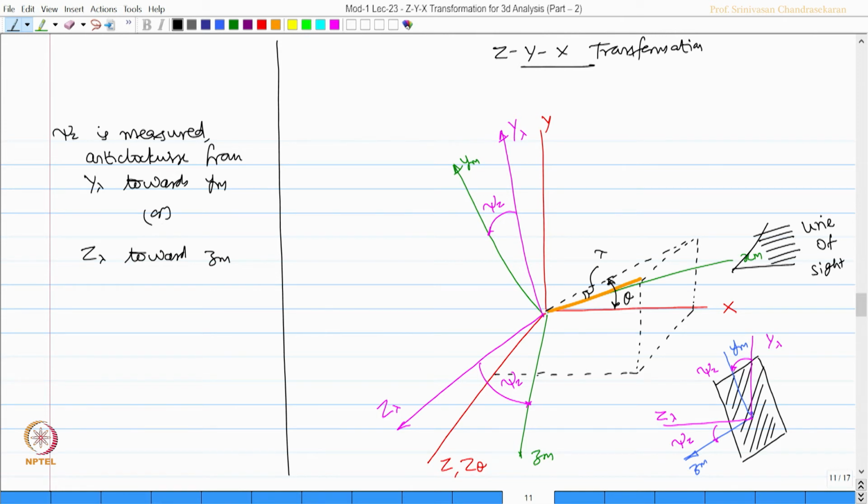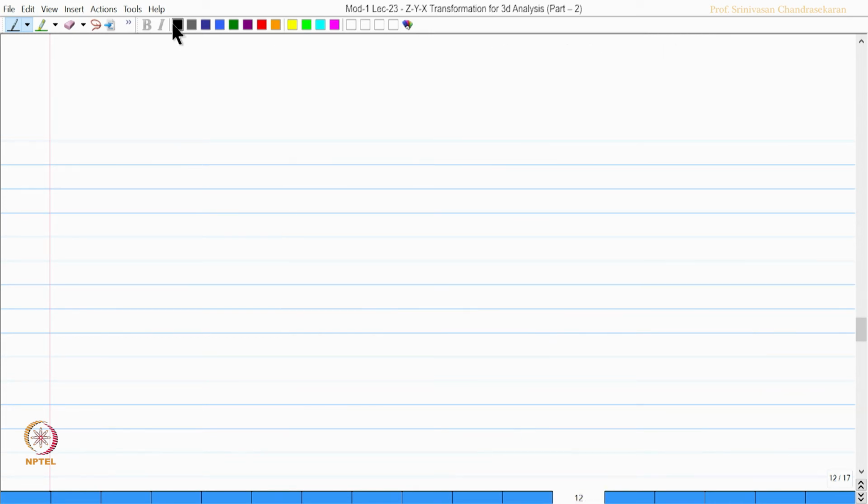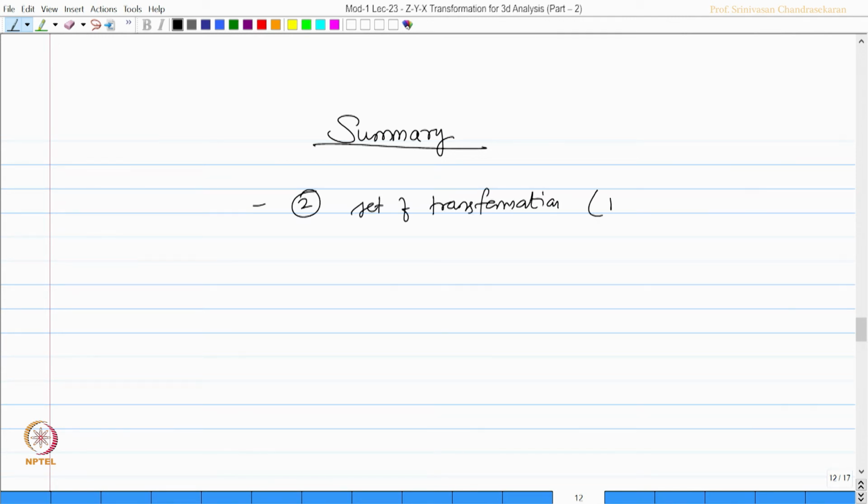Okay. So, we have equations now to compute these psi angles, which are very important. We will take up a numerical in the next lecture and try to explain how the psi angle can be computed for different set of problems. So, friends, as a summary, we have seen two set of transformations. In fact, they are actually rotations. One is y z x transformation, other is z y x transformation.